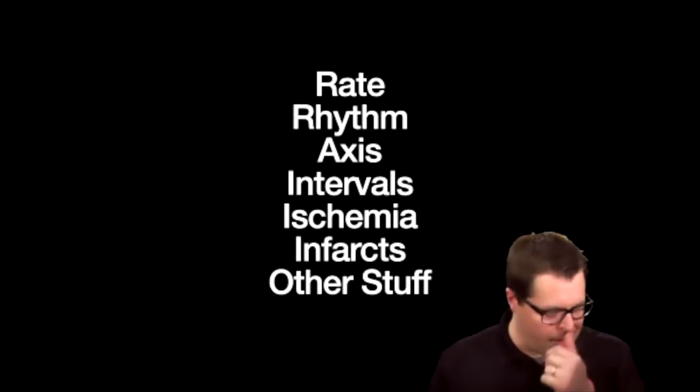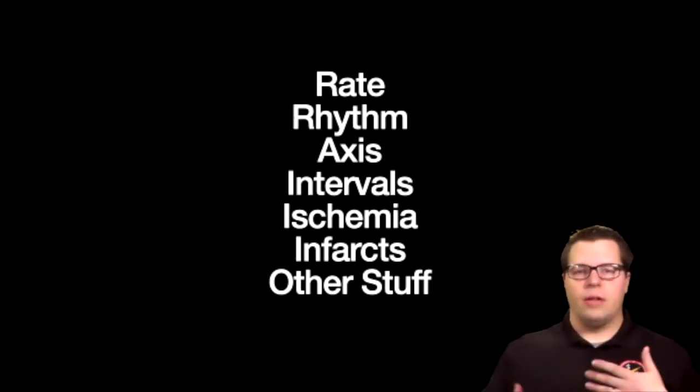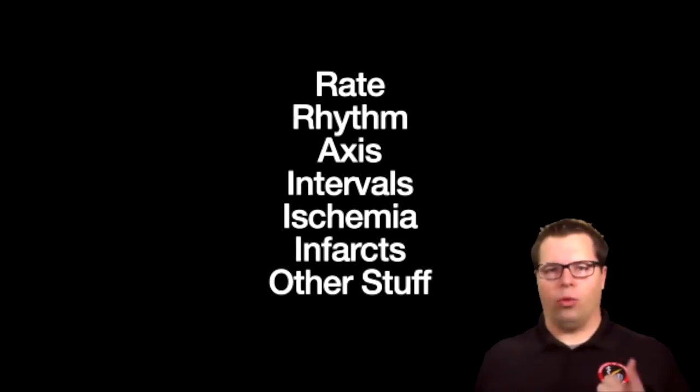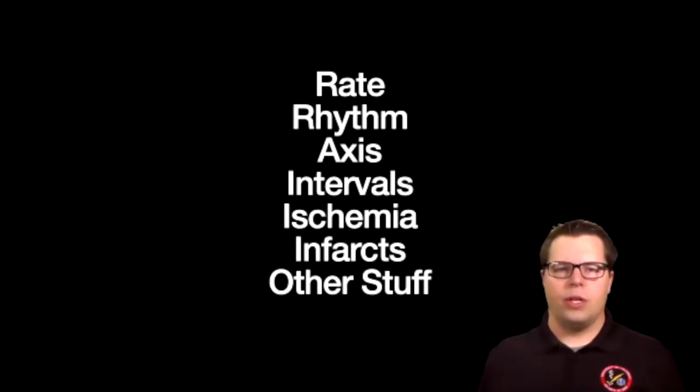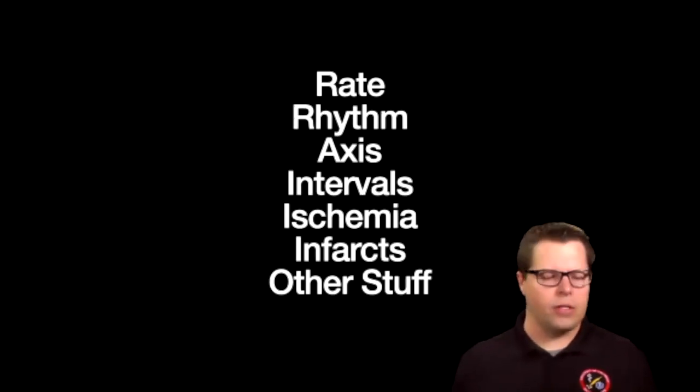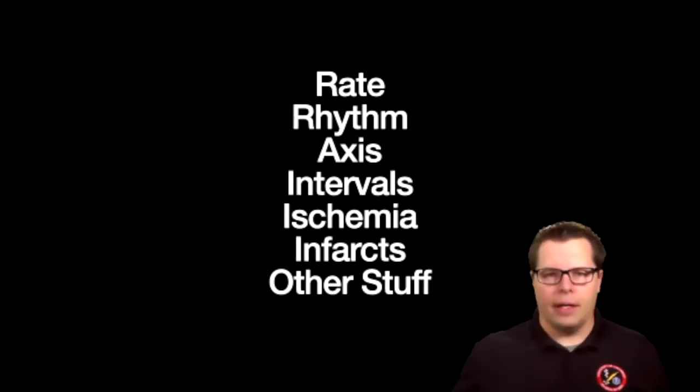So when people ask, what do we do? Here's the official book answer. You figure out the rate, you look at the rhythm, then you look at the axes, you look at the intervals, you look for signs of ischemia, you look for infarcts, and then you look for other pattern recognition type stuff.